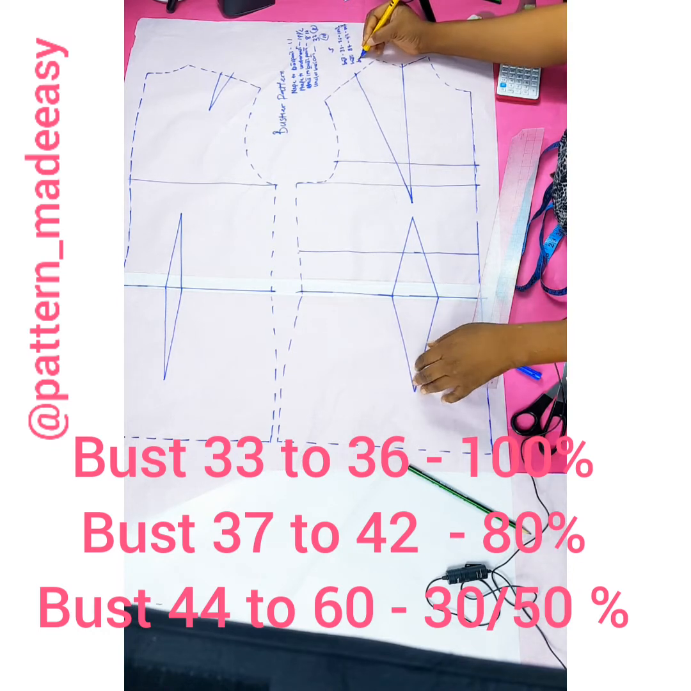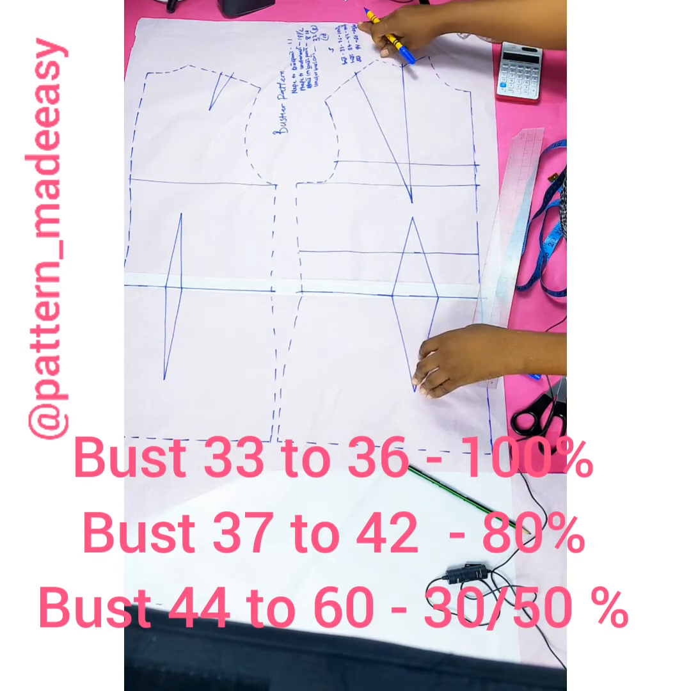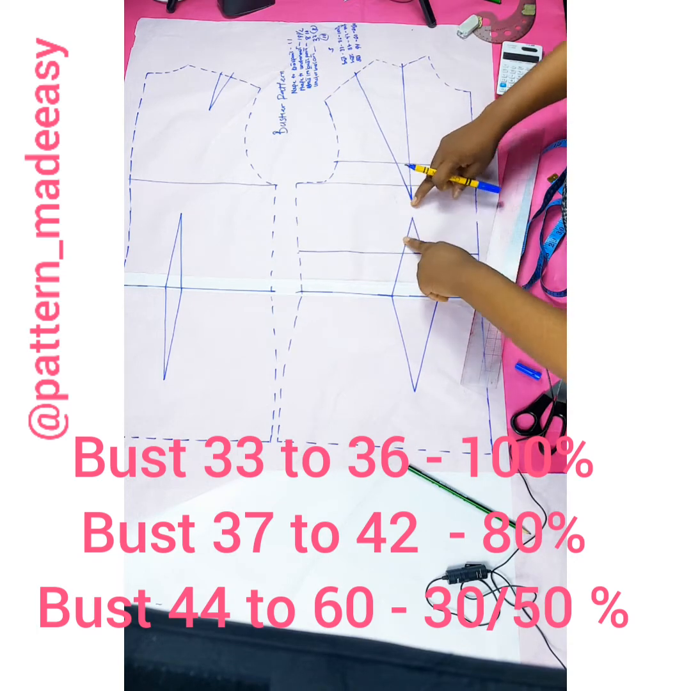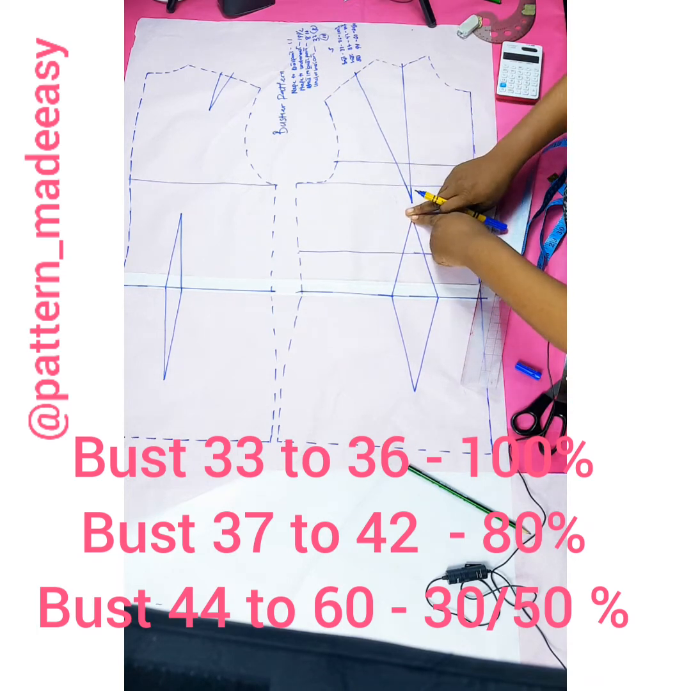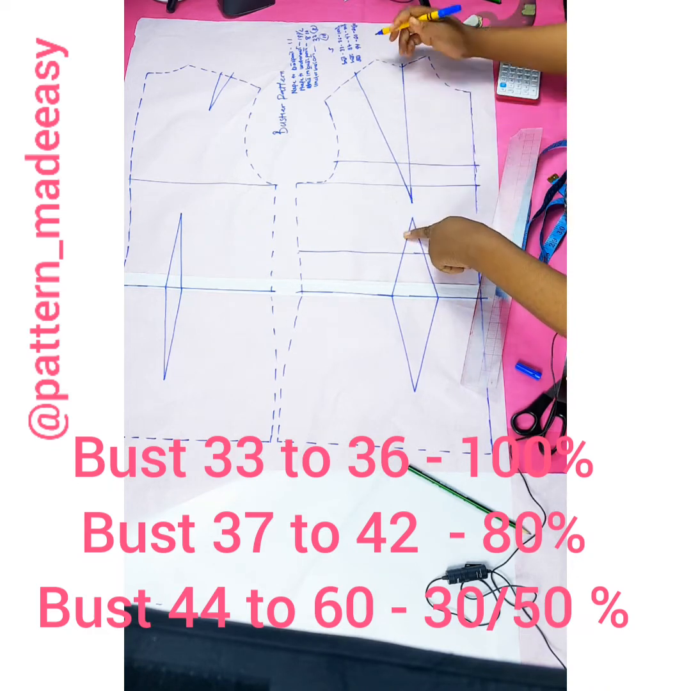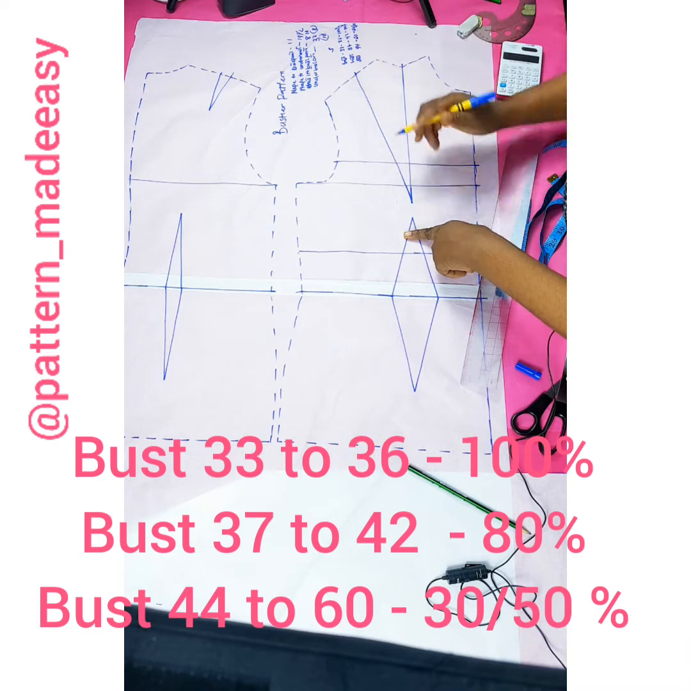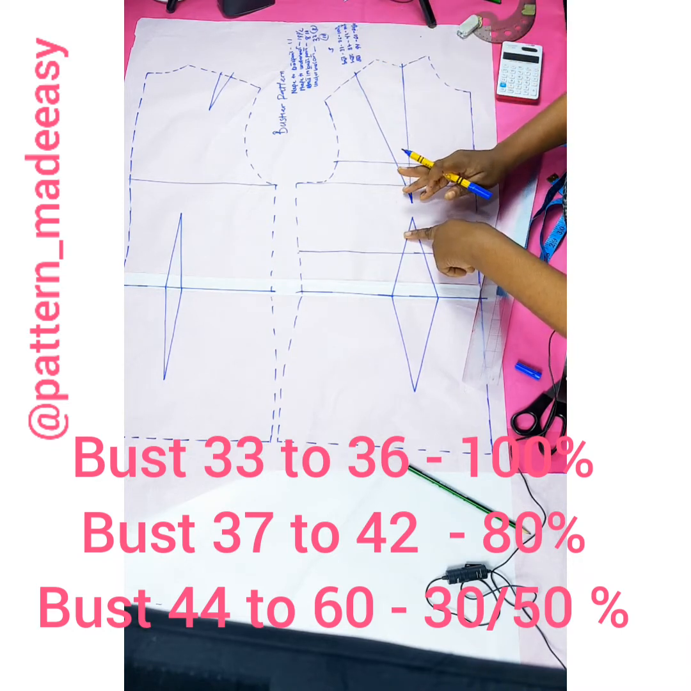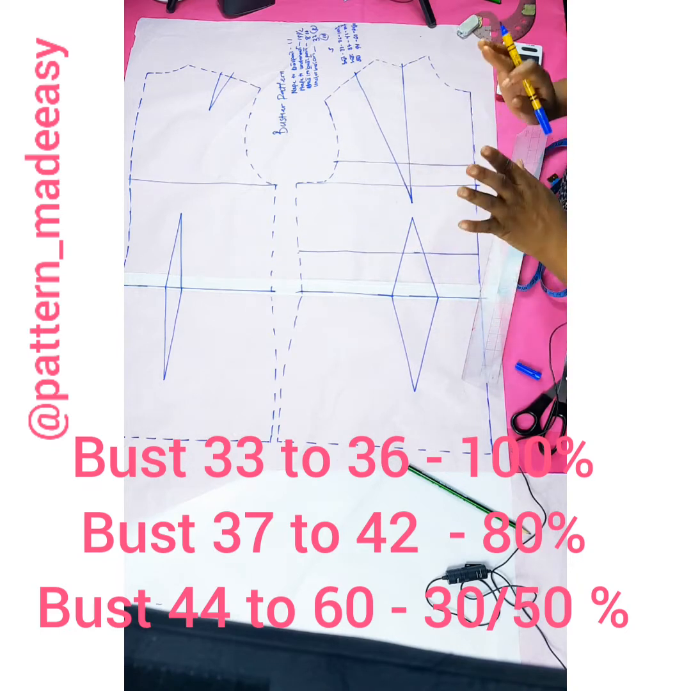So for bust 44 to 60, you use 50 and 30%. So it's either you use 50 or 30. It depends on how sharp the bust curve will look. If it is too sharp, just quickly use 30%. If it is not too sharp, you can now use 50. Because if you use 100% for everything, you won't like it. When you are done manipulating, the outcome will not be nice.